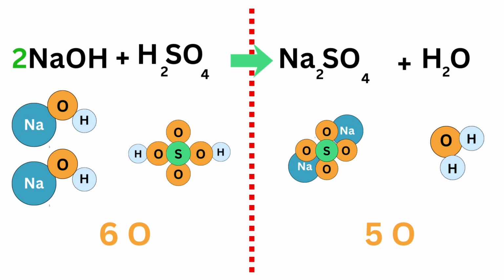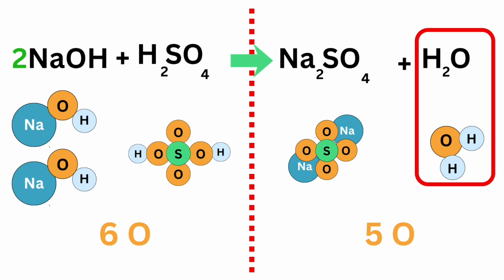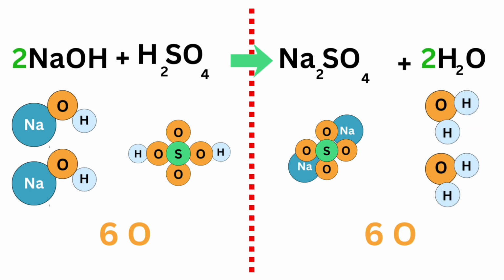There are only 5 oxygen atoms in the products, so somewhere we need the extra oxygen to be used so that it ends up in the products. The easiest way to do this is add an extra H2O molecule, or a water molecule, because this will give us 2 oxygen atoms. So we write a big 2 in front of the H2O, and this tells us we've now got 2 H2O molecules, so in total we've got 6 oxygen atoms.